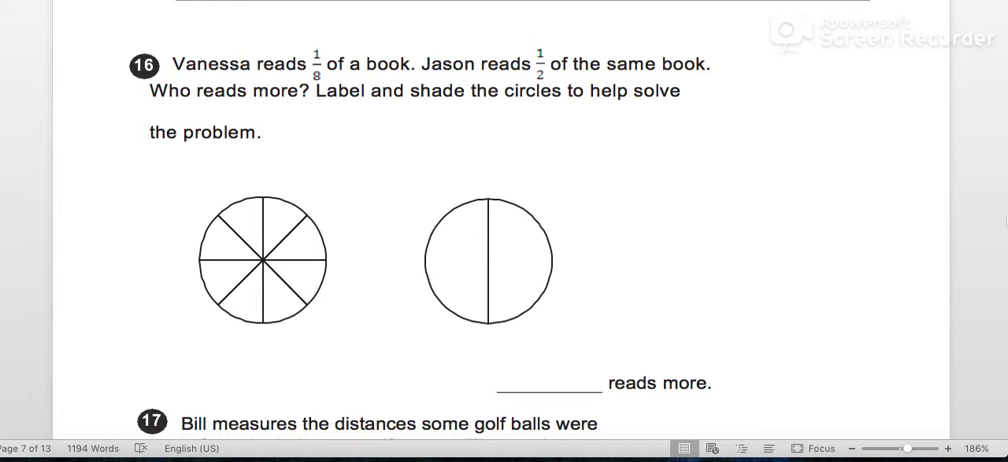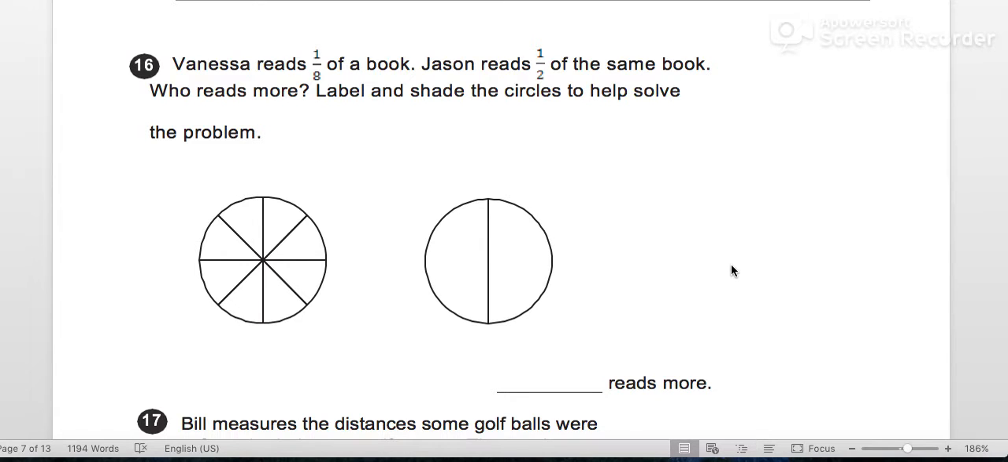Vanessa reads 1/8 of a book. Jason reads 1/2 of the same book. Who reads more? Label and shade the circles to help solve the problem. So you're going to use these circles below to solve the problem. This is like the partner activity where we use pieces to fill in the circles and decide which fraction was greater. So the greater fraction, the one that has the most filled in, is going to be who reads more.